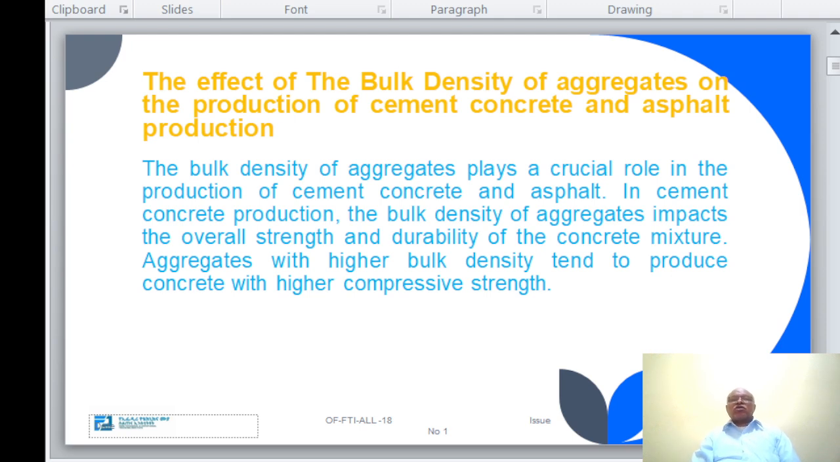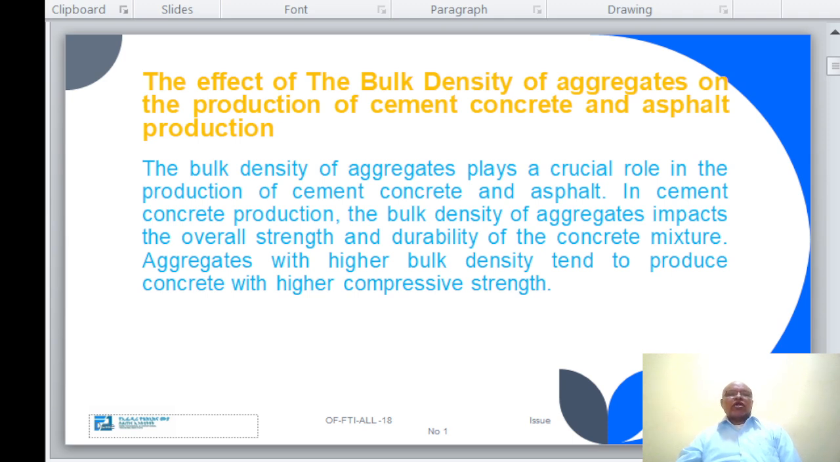Similarly, in asphalt production, the bulk density of aggregate affects the performance of the finished product. A denser mix with higher bulk density leads to better compaction, reducing the risk of rutting and improving the pavement's lifespan. The bulk density of aggregate in asphalt also impacts its resistance to cracking and fatigue under heavy traffic load. A well-graded mix with optimal bulk density ensures a stable pavement structure that can withstand years of wear and tear.